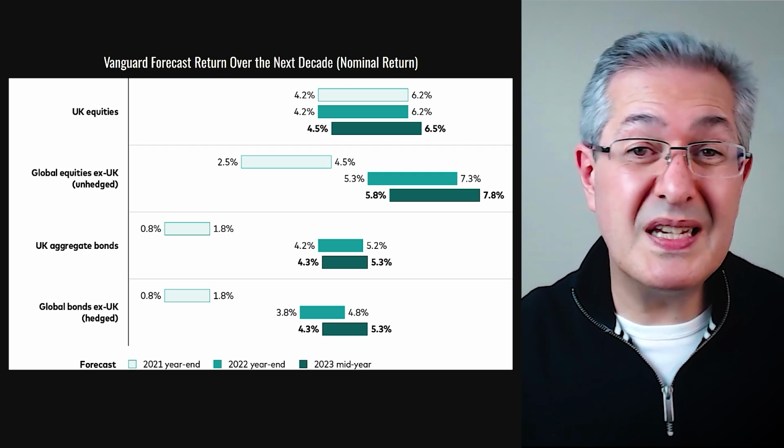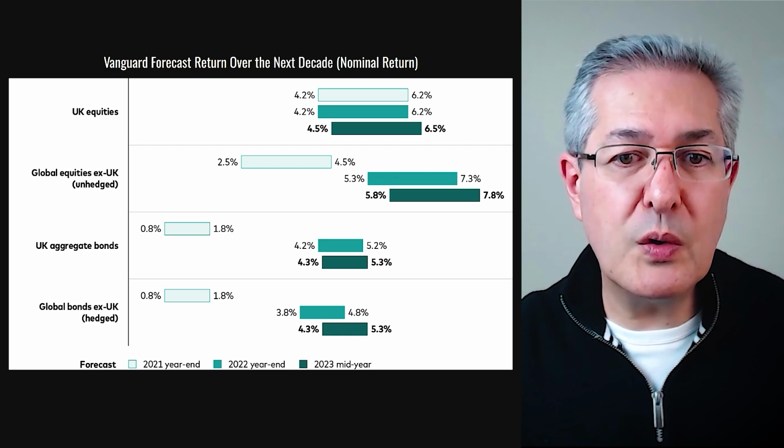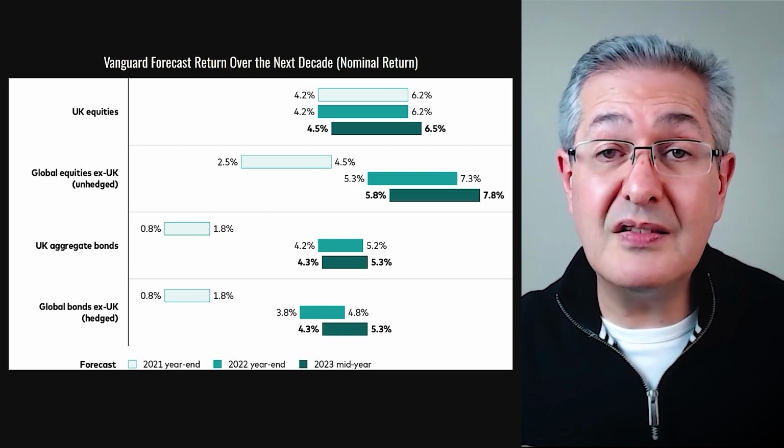But global equities look considerably better. There we're talking about a range between 5.8 and 7.8% per year. So I'm quite happy with my global equity tracker, which of course has this global exposure, and that's the only fund I own in my core portfolio.